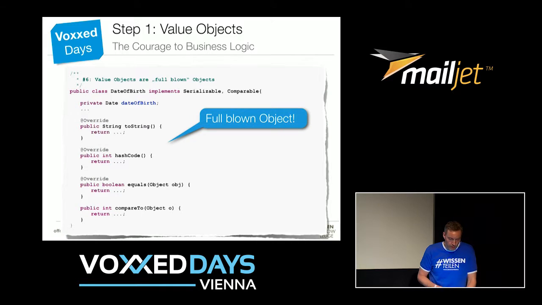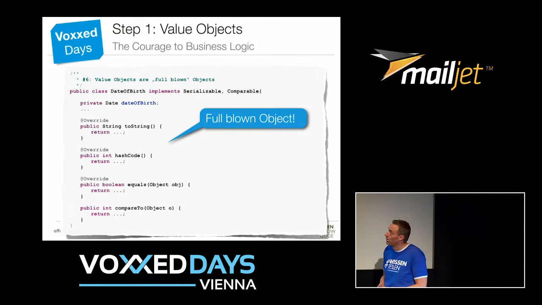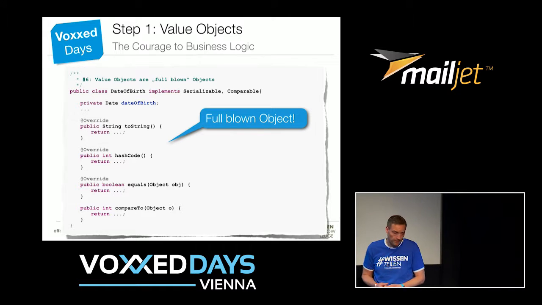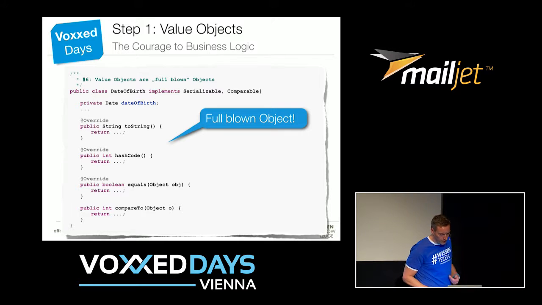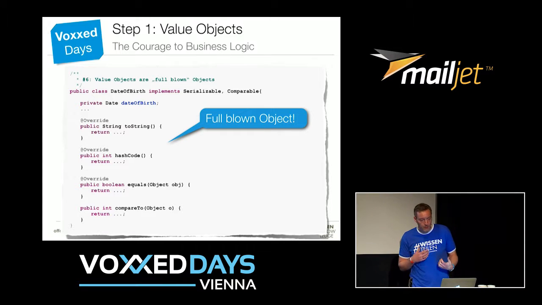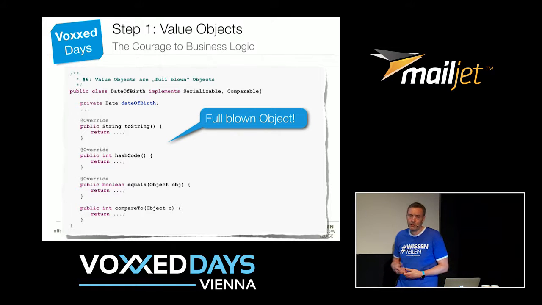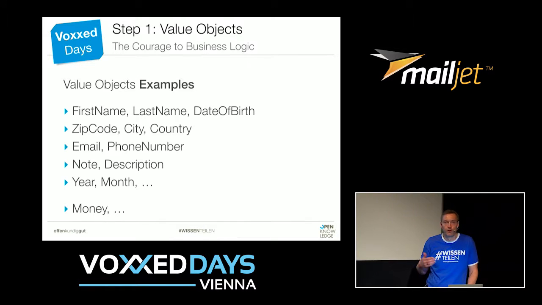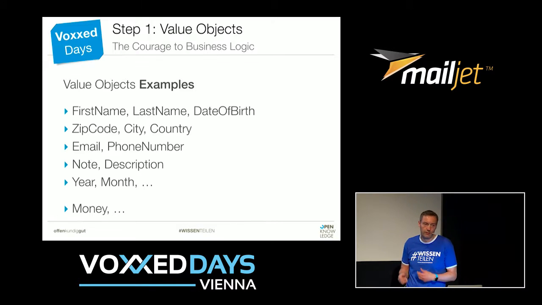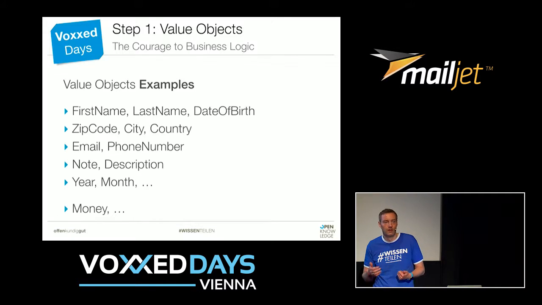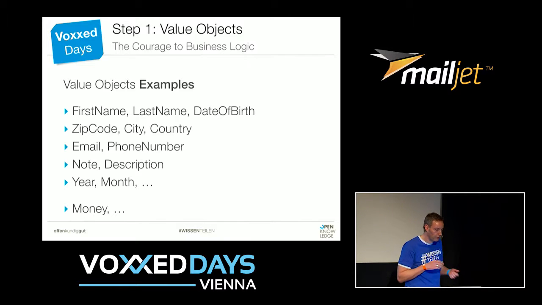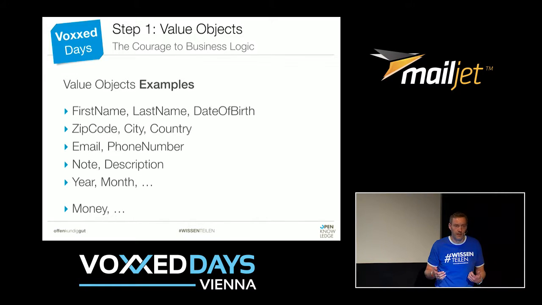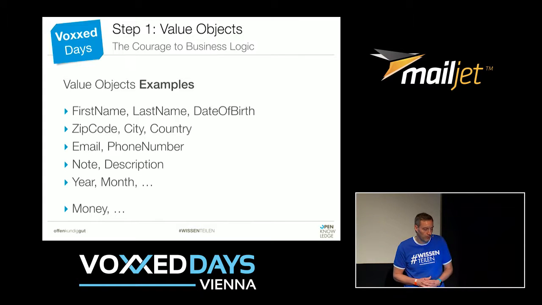This value object should be a full-blown object, which means that we have something like hashCode, equals, compareTo, and stuff like this. If you ask yourself when you should build a value object instead of using a primitive, it always makes sense if it's relevant for your domain. If it's a date, or a birth date, and it's relevant that it's a birth date and not only a date for your business logic, then you should build a value object.